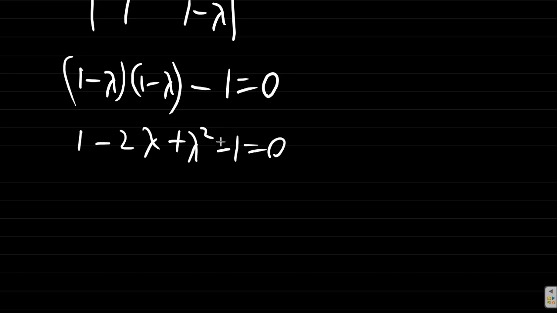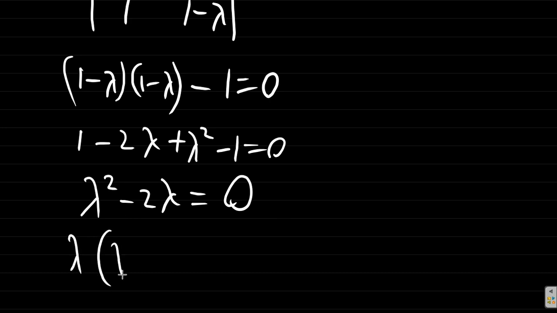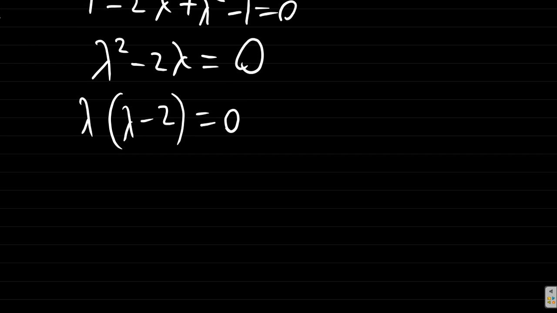When we put these together, we get lambda squared minus 2 lambda. 1 minus 1 is 0, so the ones are gone. You see that? Now factorize. Lambda times lambda minus 2 is equal to 0. It is either that lambda is equal to 0 or lambda minus 2 is 0, which means lambda is equal to 2. So we have two values here.